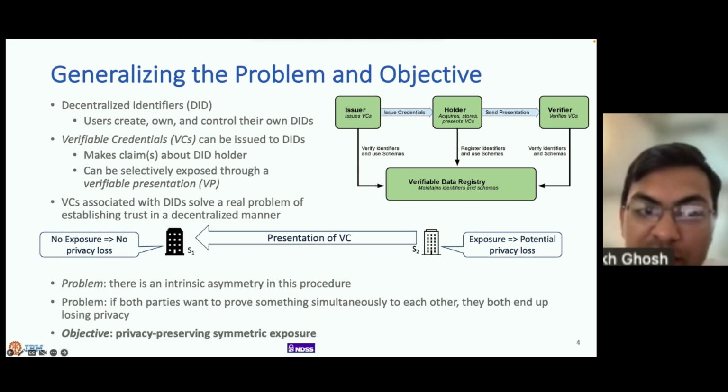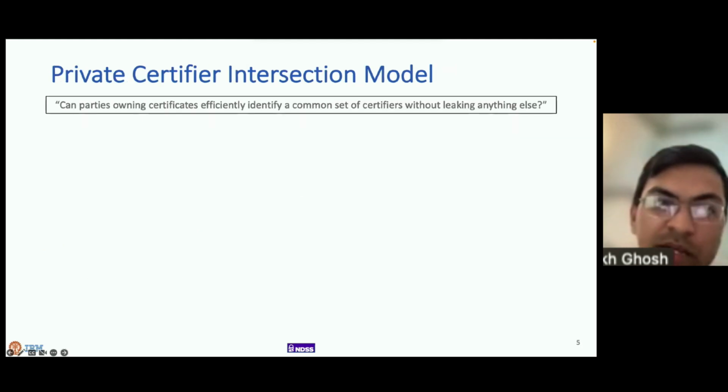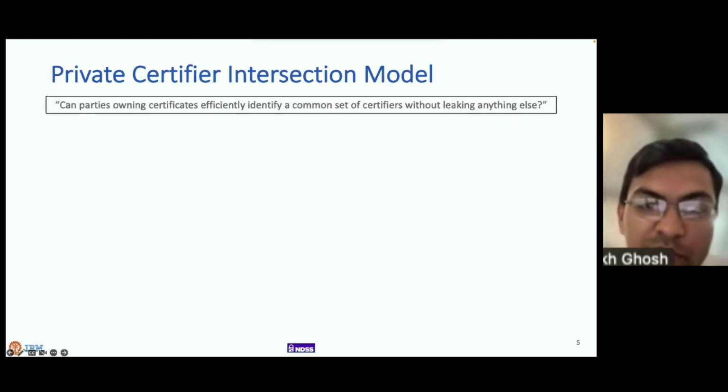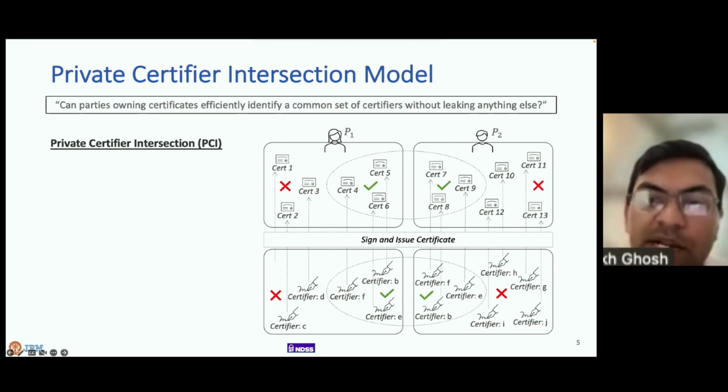first. Therefore, the goal of this work is to find a solution for privacy-preserving symmetric exposure of certifiers as well as certificates. So, the key question that we try to answer through this work is, can parties owning certificates efficiently identify a common set of certifiers without leaking anything else? And we call this problem Private Certifier Intersection.